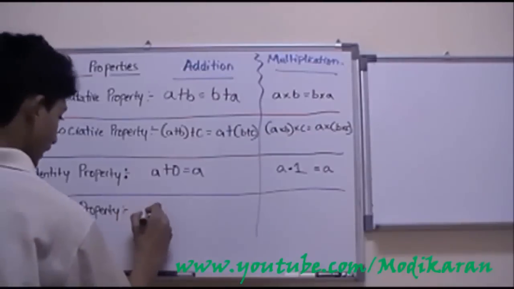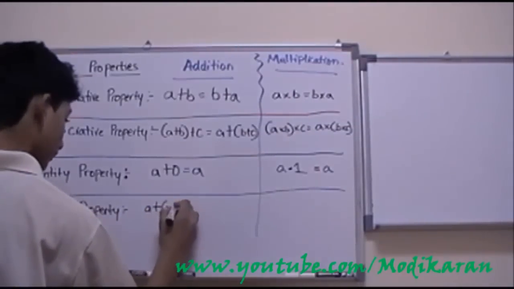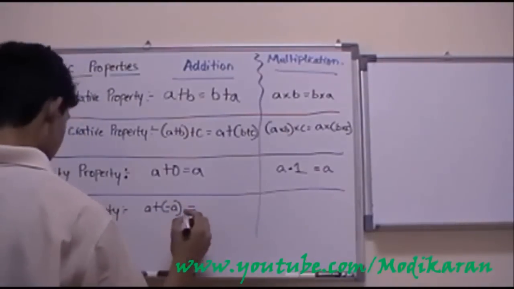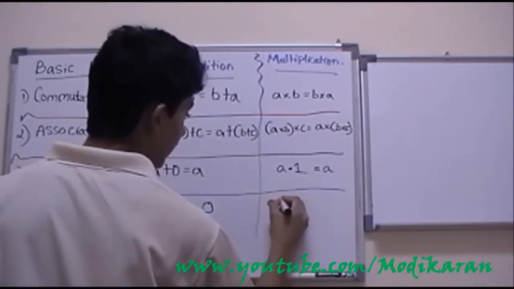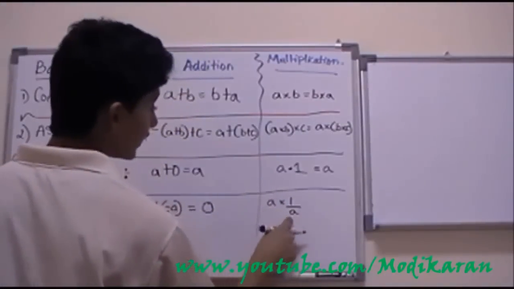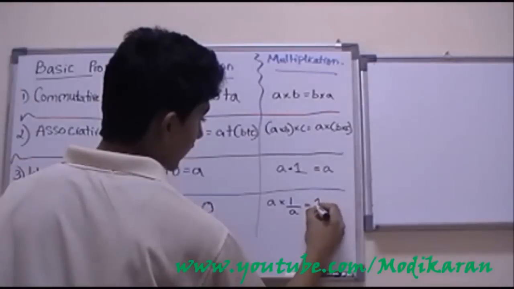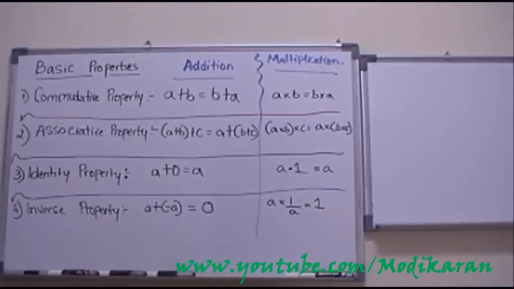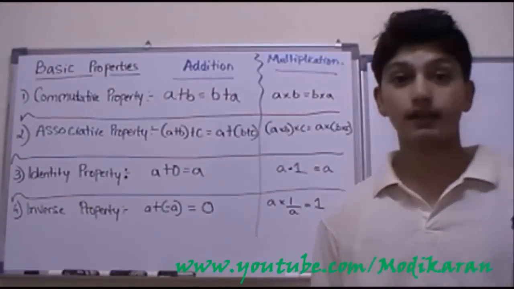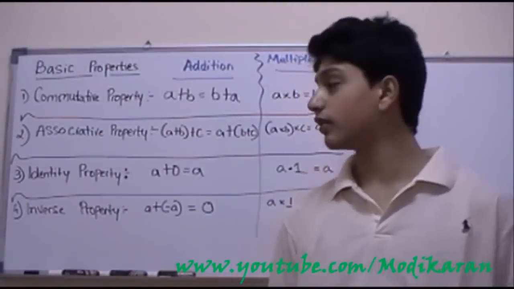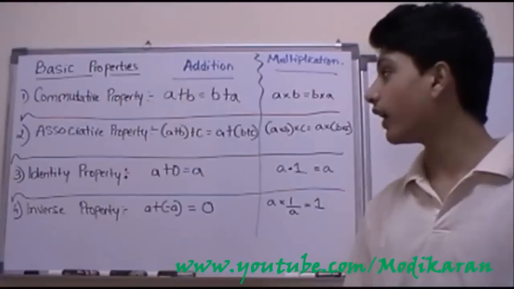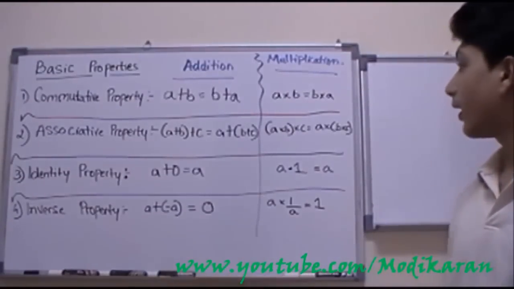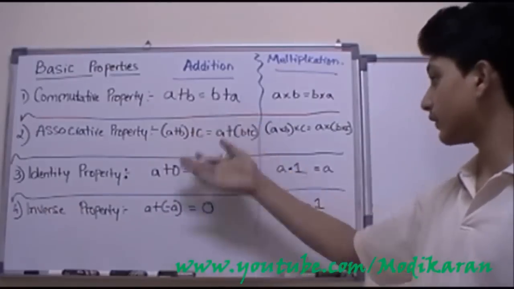Inverse property says that A plus its opposite, negative A, is always equal to 0. In multiplication, A times 1/A, its reciprocal, always gives you 1. Lastly, there's one more property which everybody who knows algebra pretty well knows, which is the distributive property. We'll talk about that property once we stop talking about these four properties over here.